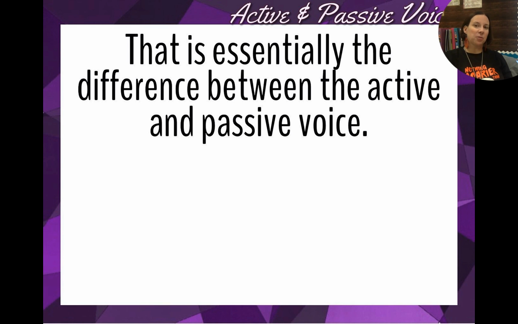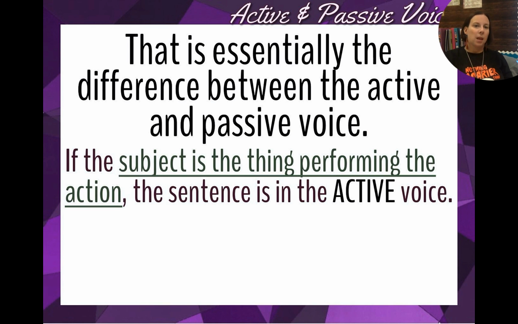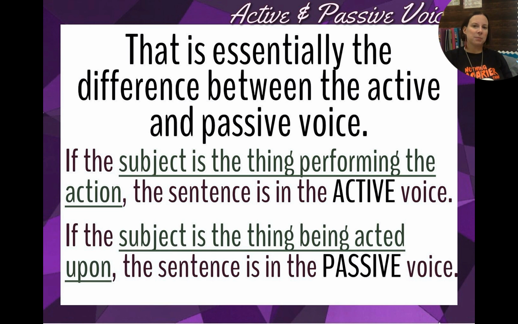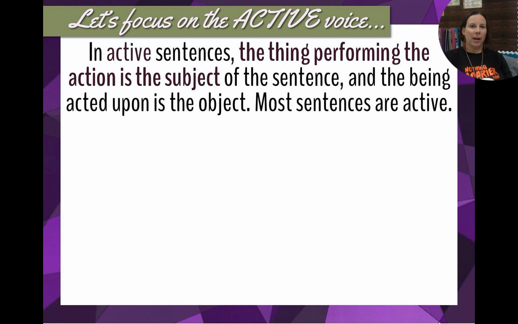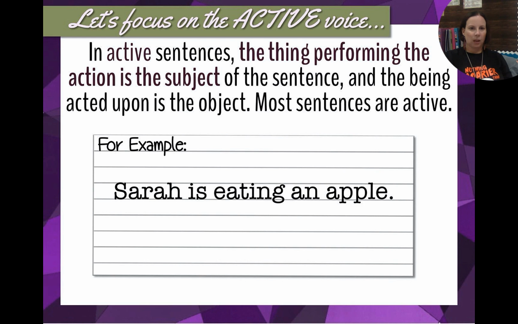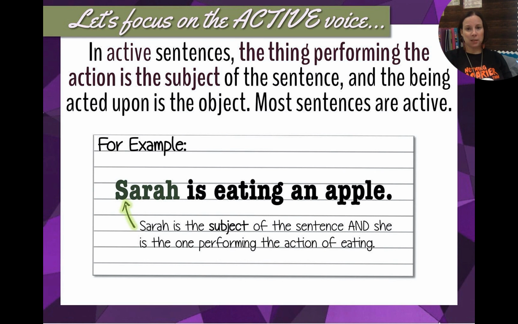Okay, so that's the difference between active and passive voice. If the subject is the thing performing the action, then the sentence is in active voice. If the subject is the thing being acted upon, then it's in passive. So active voice. Okay, so most sentences are active. It's when the subject is performing the action. Sarah is eating an apple. Sarah's the subject, and she's the one performing the action.